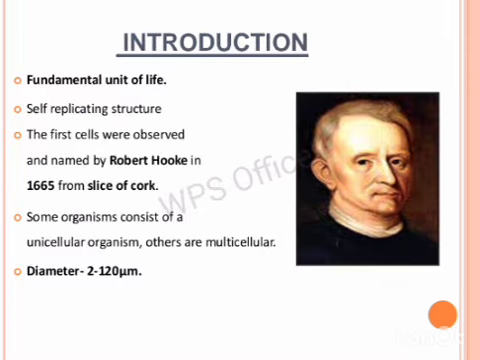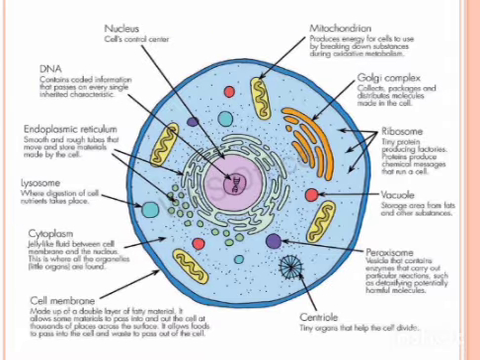The cell is the fundamental unit of life. It is a self-replicating structure. The first cells were observed by Robert Hooke in 1665. He discovered the cell from a slice of cork. Some organisms consist of a single cell, that is, they are unicellular. So here is the structure of a cell.